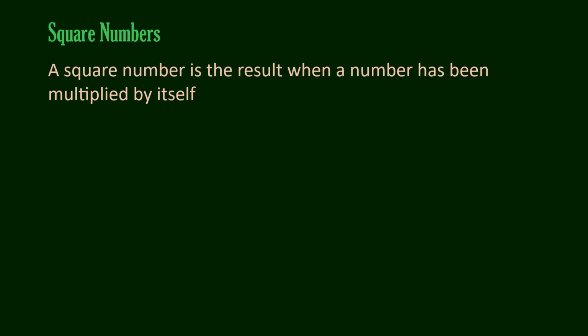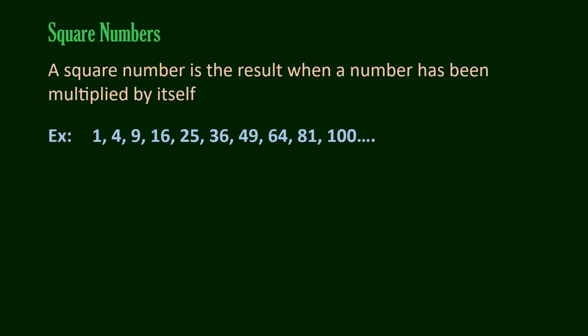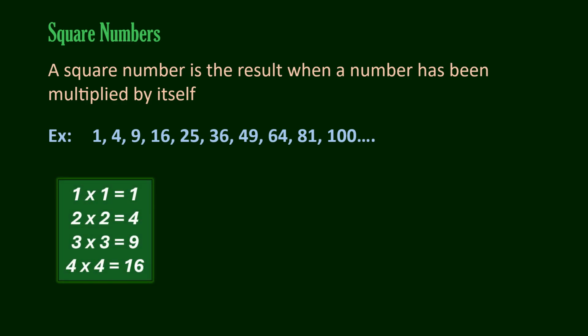The next type of numbers we are going to learn is square numbers. What are square numbers? When a number is multiplied by itself, we call it a square number. For example, 1 times 1 is 1, so on 4, 9, 16, 25. 2 times 2 is 4. 3 times 3 is 9. 4 times 4 is 16.